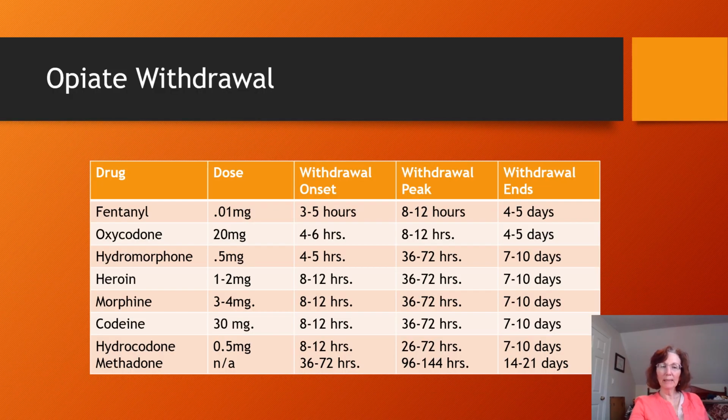This is a shorter binding drug. We have the onset of withdrawal in 8 to 12 hours and the peak in 36 to 72, and the withdrawal ends in 7 to 10 days. Hydrocodone and methadone. This is the longest binding drug to the receptors. The withdrawal ends in 14 to 21 days.